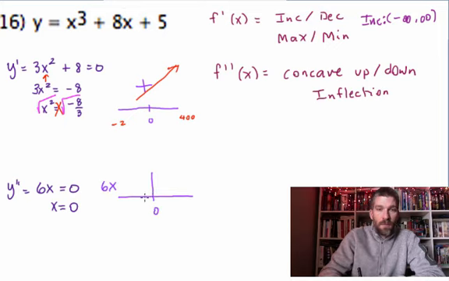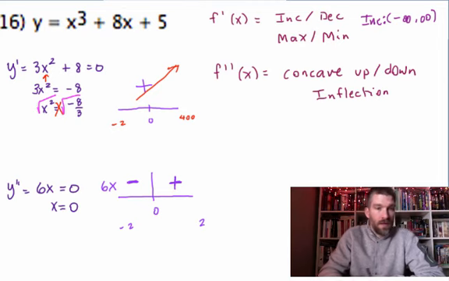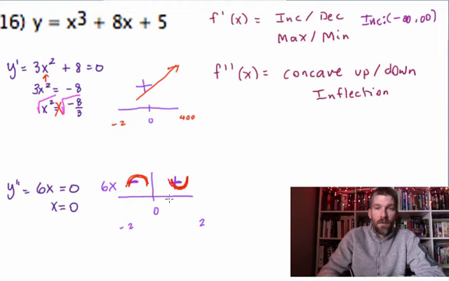Okay, and so when I pick a number less than 0, like say negative 2, I put a negative 2 in here, I get a negative number out. When I pick a positive number, like say positive 2, and put it in here, I get a positive number out. And all we're doing is we're putting negative 2 in for x, and we're putting 2 in for x. And what kind of number do we get, positive or negative? The result then is that I am concave down from right here. I'm concave up right here, okay?